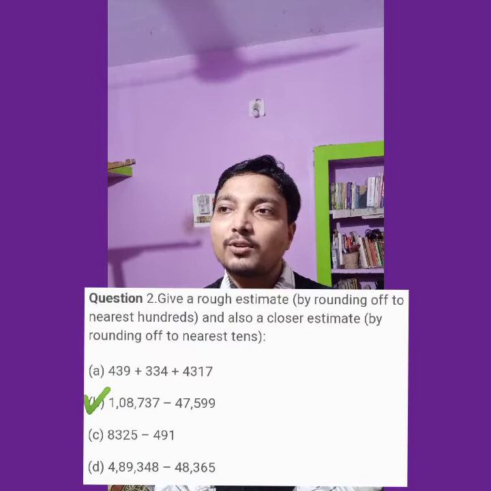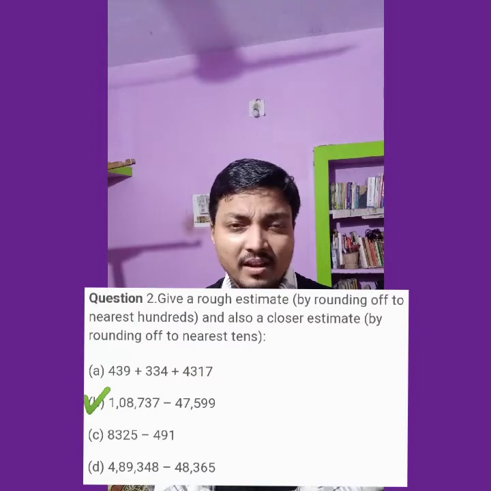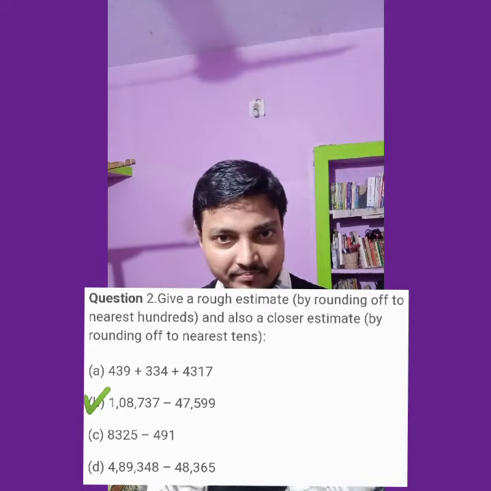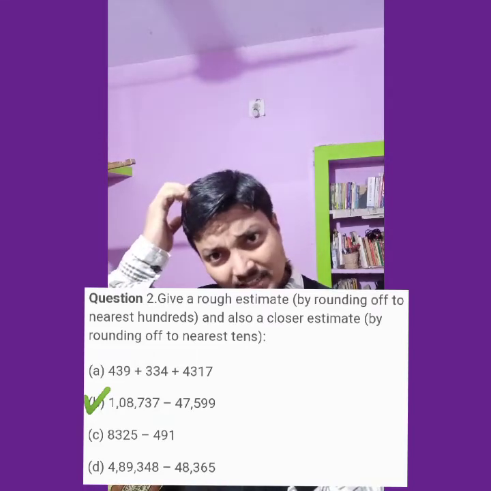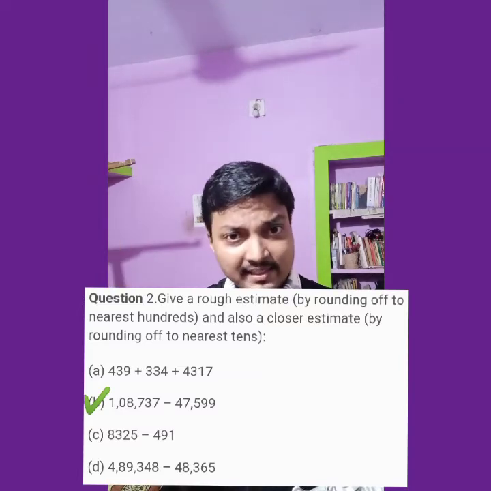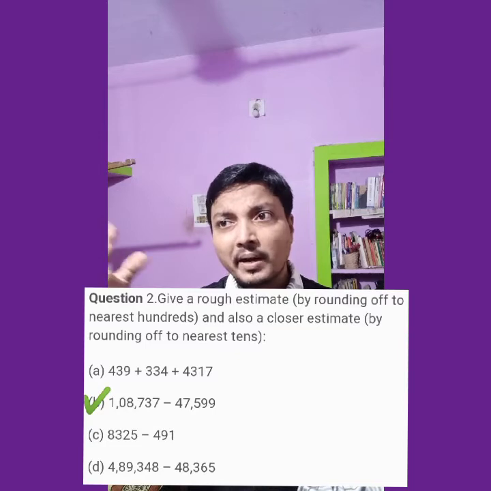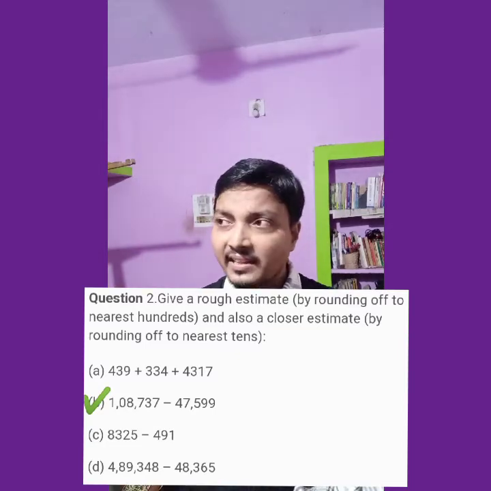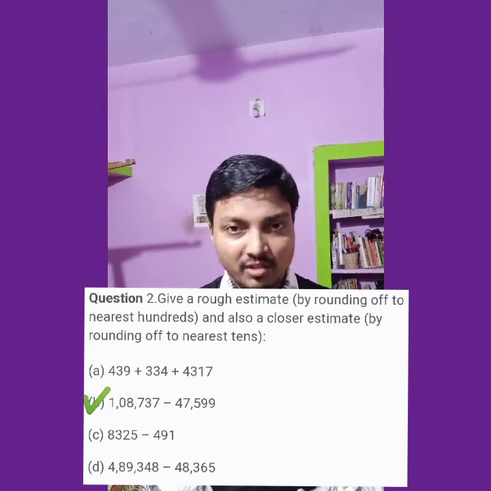Thereafter, question number 2 is given. Question number 2 and question number 1 also have two more parts. Just like I have done question number 1, parts A and C, you have to do the remaining questions accordingly. In the first part of question 2, you have to find the estimated sum to the nearest 100, and in the second part, the estimated sum to the nearest 10. The numbers are the same.